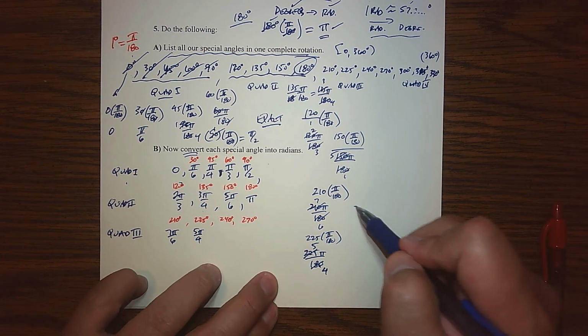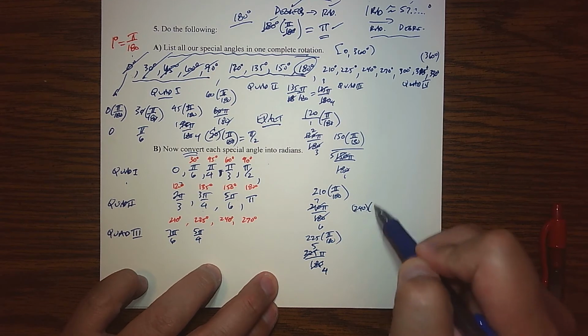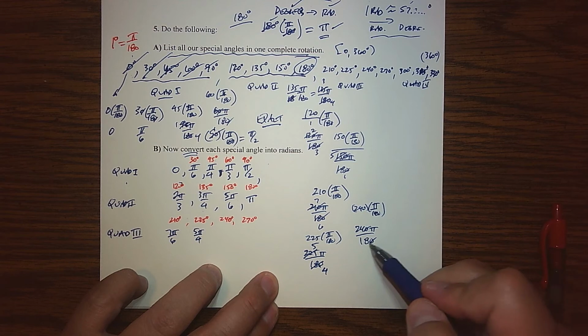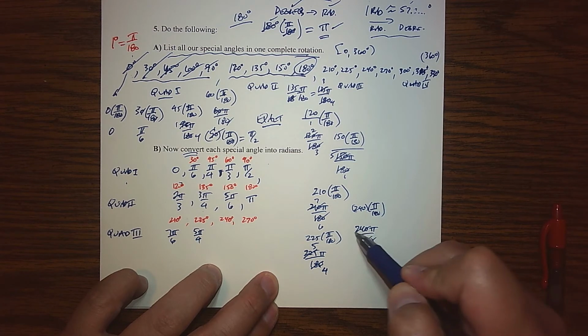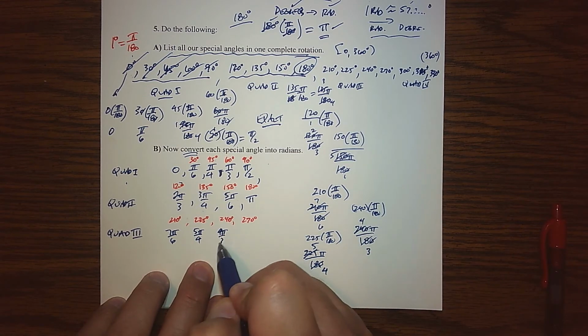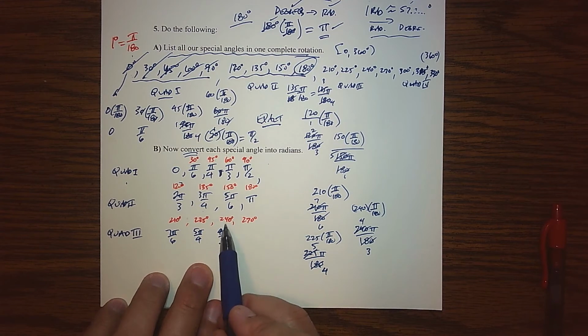240 degrees, let me bring it over here. So 240, if I multiply that by pi over 180, we have 240 pi over 180. The zeros will divide out, and then 6 goes into there 3 times, and 6 goes into there 4 times. So we have 4 pi over 3. And again, you can see a 60-degree reference is divisible by 3.